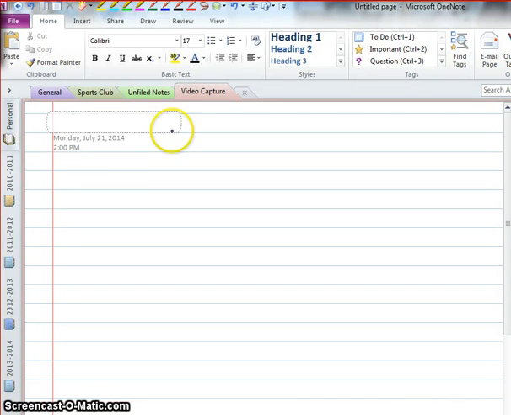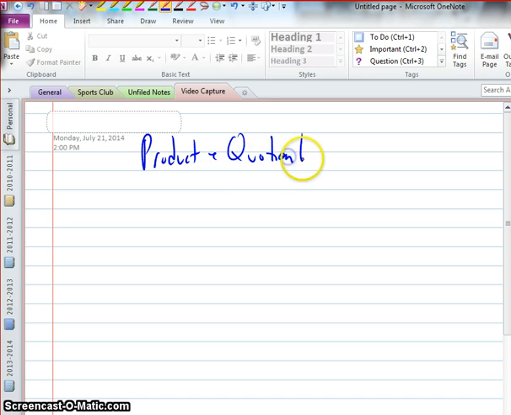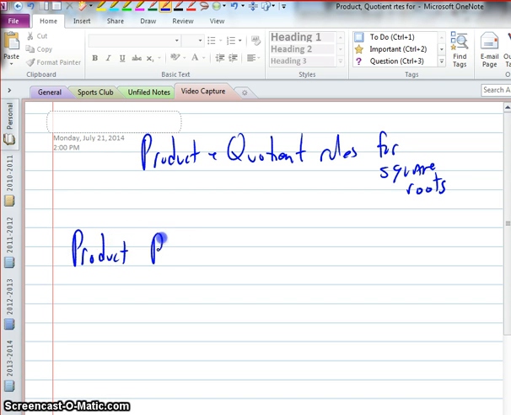Alright, this is the second lesson in radicals, and we're going to have the product and quotient rules for square roots, or what we now call radicals. And the first one is the product property. And this is going to give us another tool to simplify radicals.